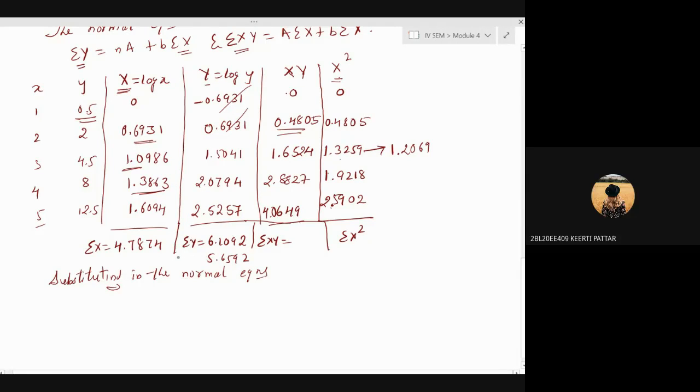This value, summation of xy. Okay. 9.0805. Okay. What about this summation y, which is correct? First one, 6.1092, that is correct. Okay. Then tell me summation x square with the new value. Don't take this value.